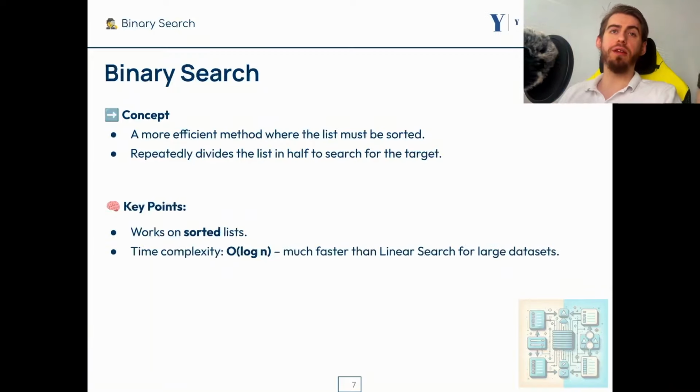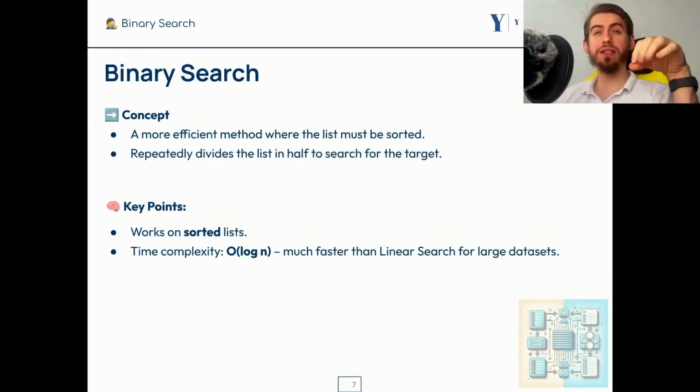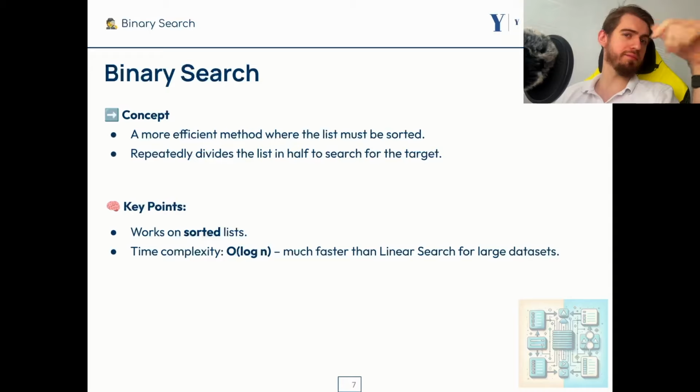And again, among the key points, it is only going to work with a sorted list, nothing else. And when we talk about time complexity, it's going to be log n. Again, a bit later, I'm going to show you why it's exactly log n. And we can assume for now that log n is going to work faster than linear search for large data sets.